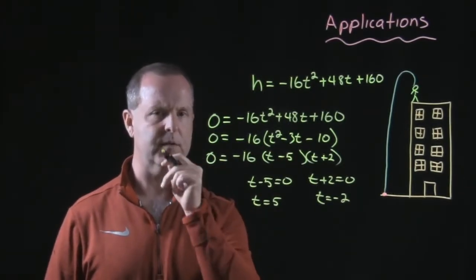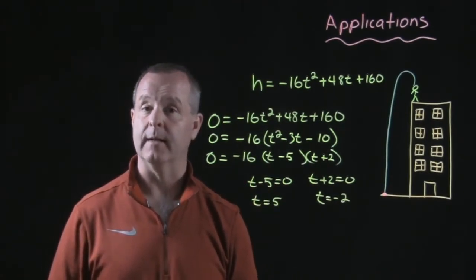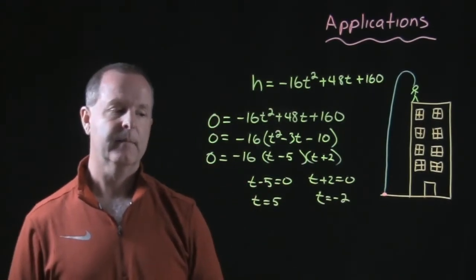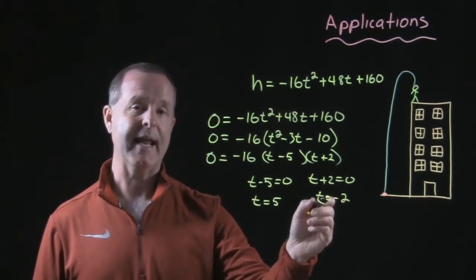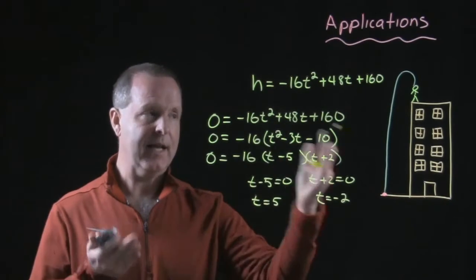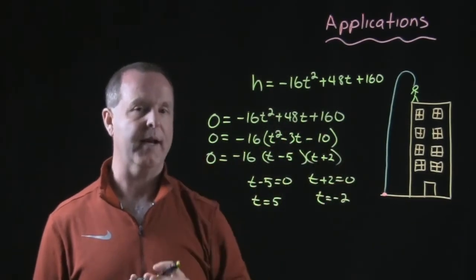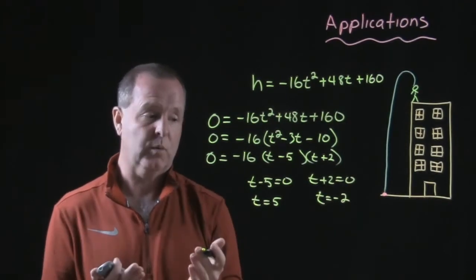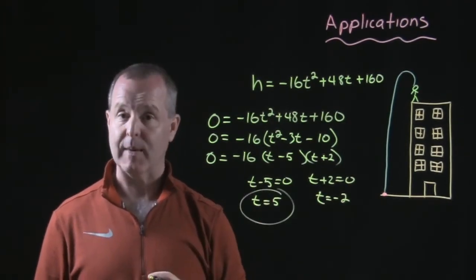Or are they my two solutions? What do you see as a potential problem here? I cannot have a negative time. Negative 2 seconds doesn't make sense in this particular problem. Mathematically, it makes sense, and I'll try to show you why here in a second, but in the physical world, it doesn't make sense. The time of 5 seconds does make sense.